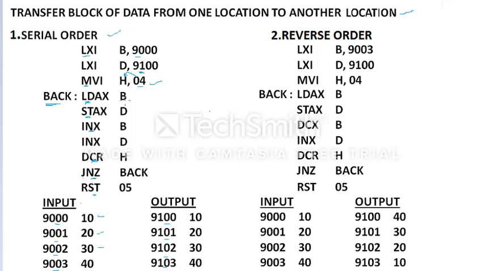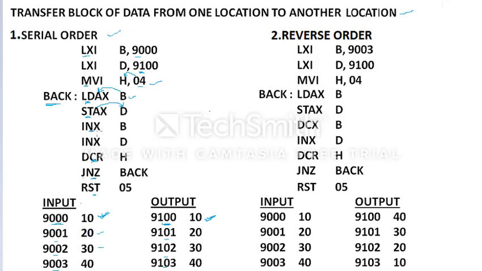In that, LDAX B means in the BC pair we have initialized 9000. So the first value is 10. That 10 is loaded indirectly into the accumulator. Then STAX means store that accumulator content. Now at present we have 10. That I want to store into the DE pair, which is initialized by 9100. Like that I am transferring from 9000 to 9100 the same value, that is 10.